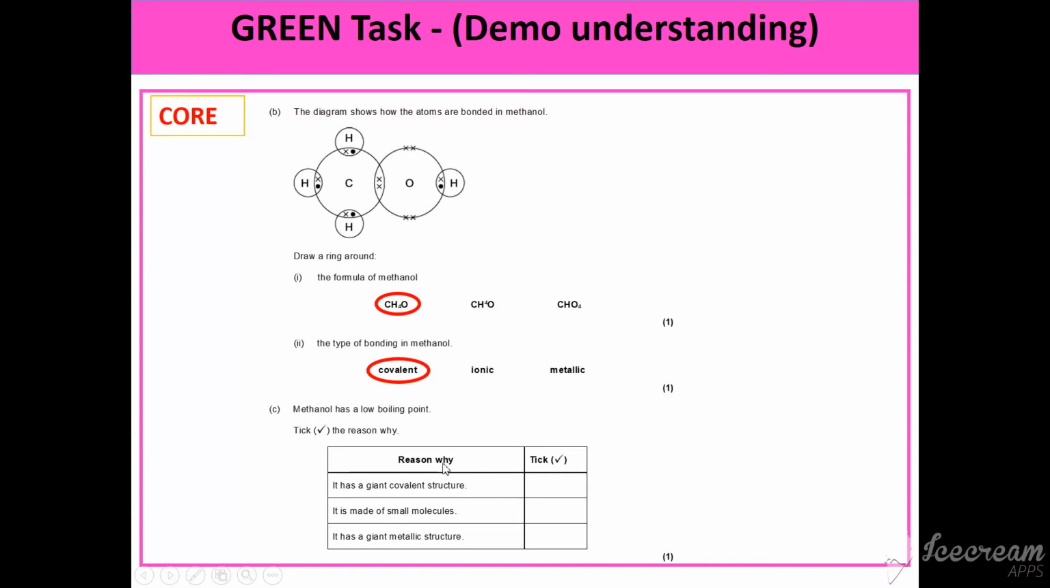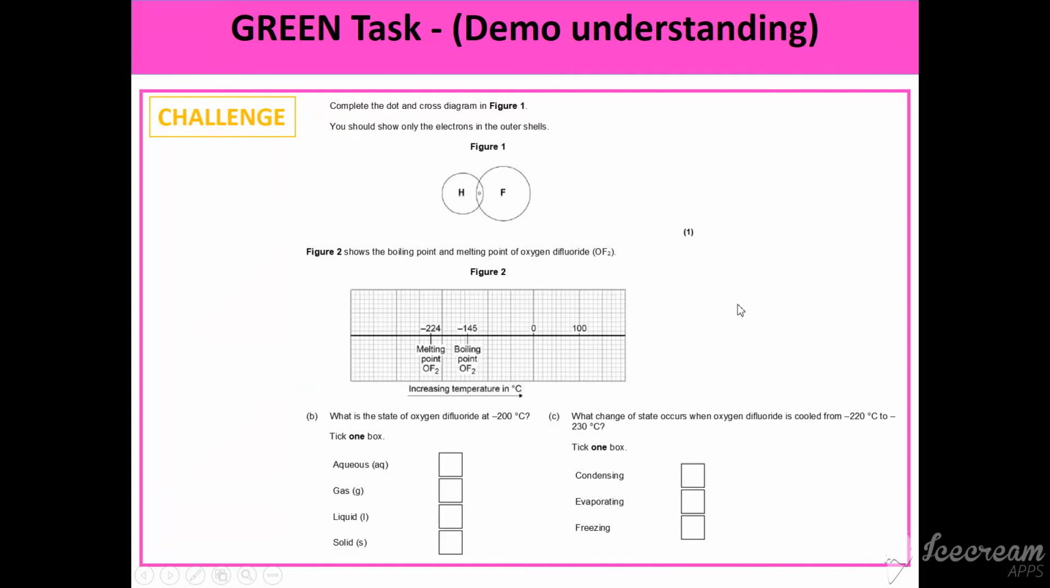Methanol has a low boiling point. Why does this molecule here have a low boiling point? It's because it's made of small molecules. You know it's not a giant covalent structure. You'll learn about those a little later on, but they're things like diamond and graphite, graphene. And it has a metallic structure. None of these are metals, so it can't have been that one.